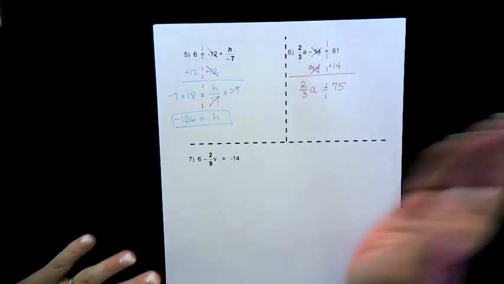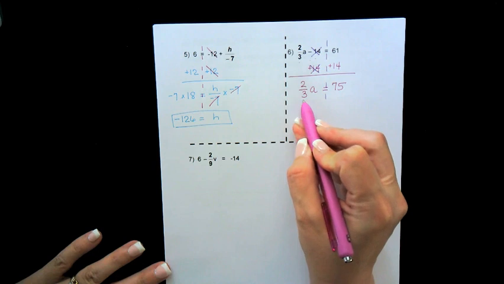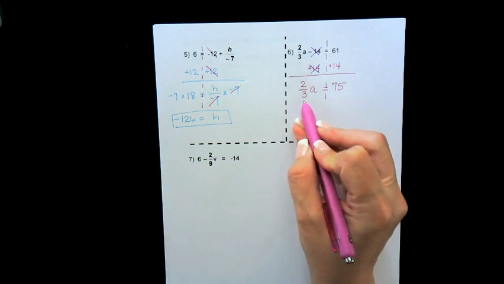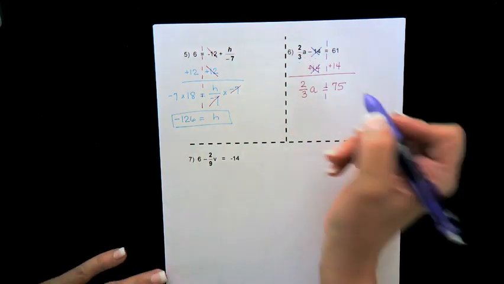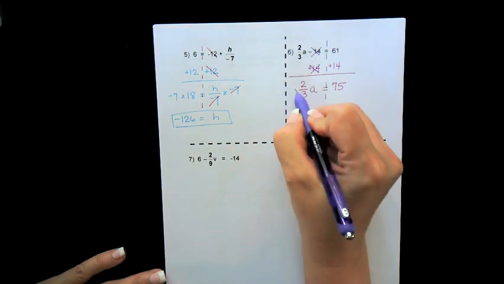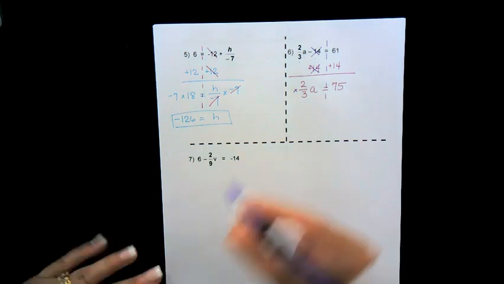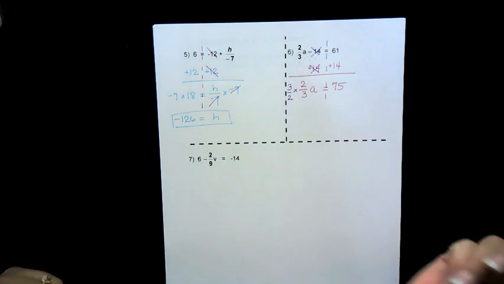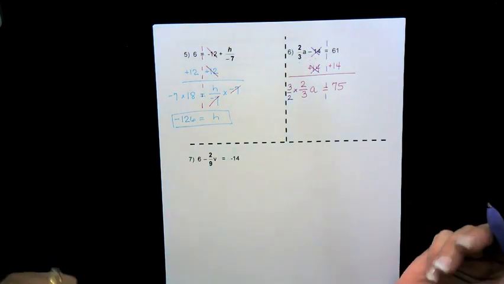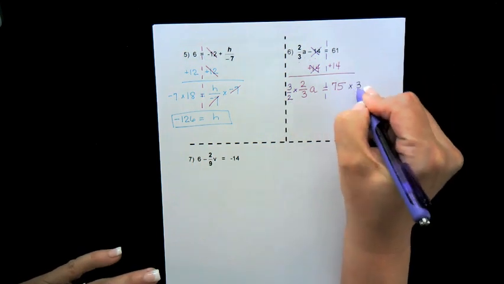All right. Now, I see that my variable is being multiplied by 2/3. So if I'm going to do the opposite, I could divide by 2/3. However, dividing by 2/3 is the same thing as multiplying by its reciprocal. So I'm going to multiply by the reciprocal, which is 3/2. So think of that word reciprocal as meaning to flip the fraction. Now, if I do it to one side of the equation, I've got to do it to the other side of the equation.